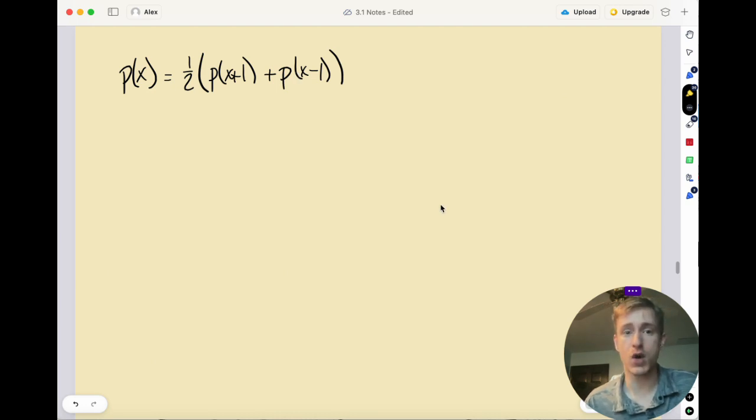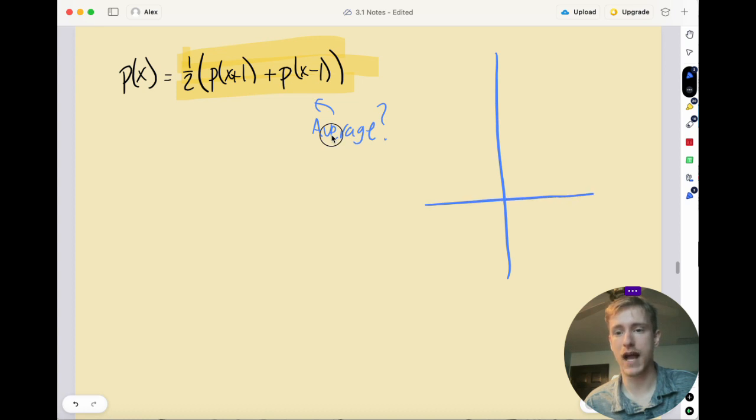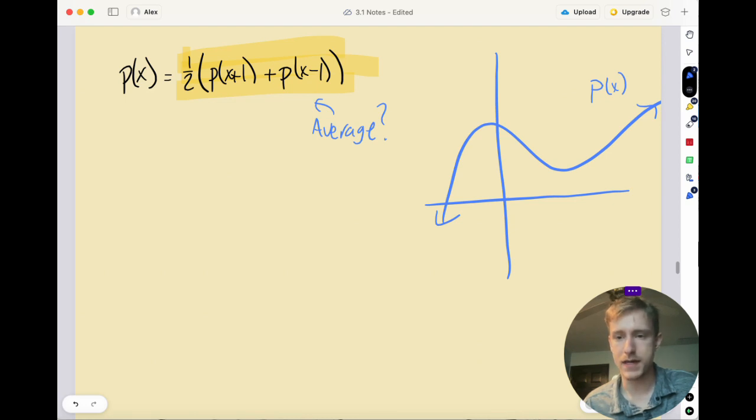Well, the first thing that you might notice is that this expression on the right-hand side is a little odd. Doesn't this look a whole lot like an average? And in fact, it is. It's an average of P of X plus 1 and P of X minus 1. So let's sketch a graph. Of course, I don't know what P of X looks like. Maybe it's some sort of continuous polynomial, whatever. It doesn't really matter. We'll call this P of X, and we'll let this be X, and this be X minus 1.